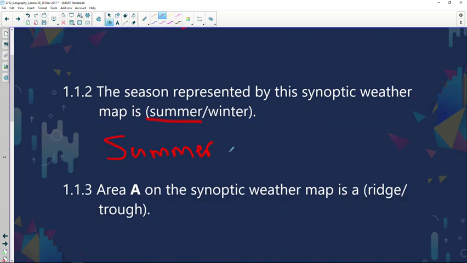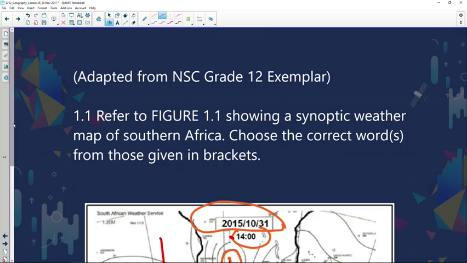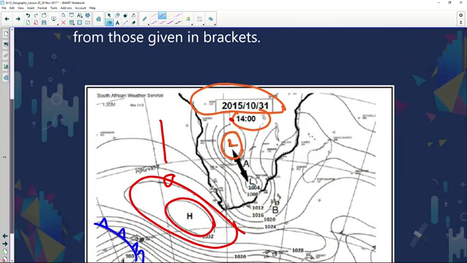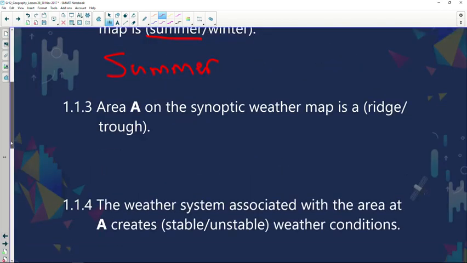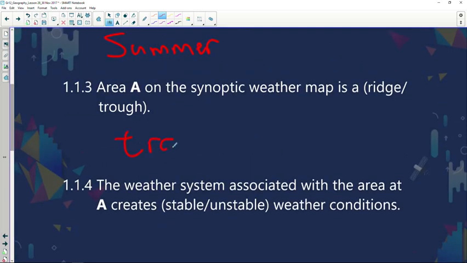Now, area A on a synoptic weather map is a ridge or a trough. If we quickly look at area A, that's an extended area of low pressure, and that is known as a trough. What is a ridge? It's when the high pressure cell, usually the South Atlantic, has isobars elongated over the west coast of Southern Africa. But A is definitely an extended area of low pressure, known as a trough. So a trough is the correct answer.